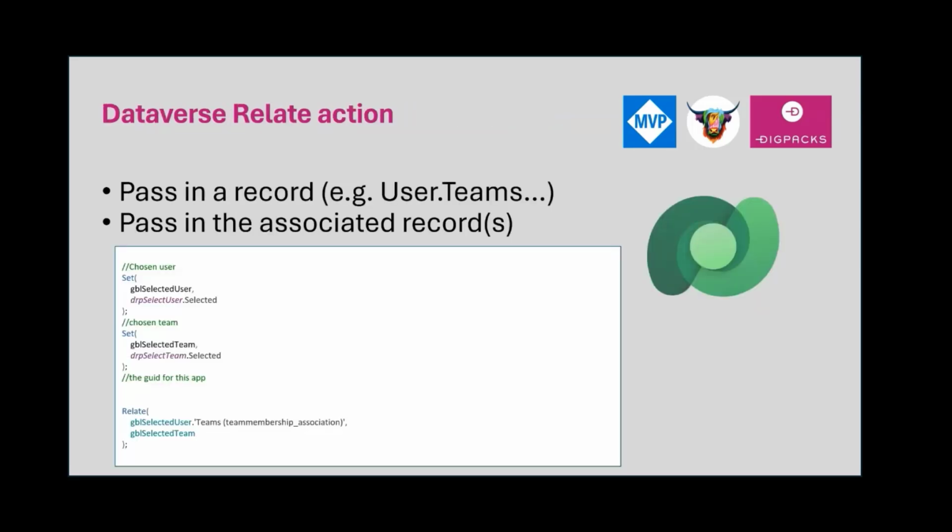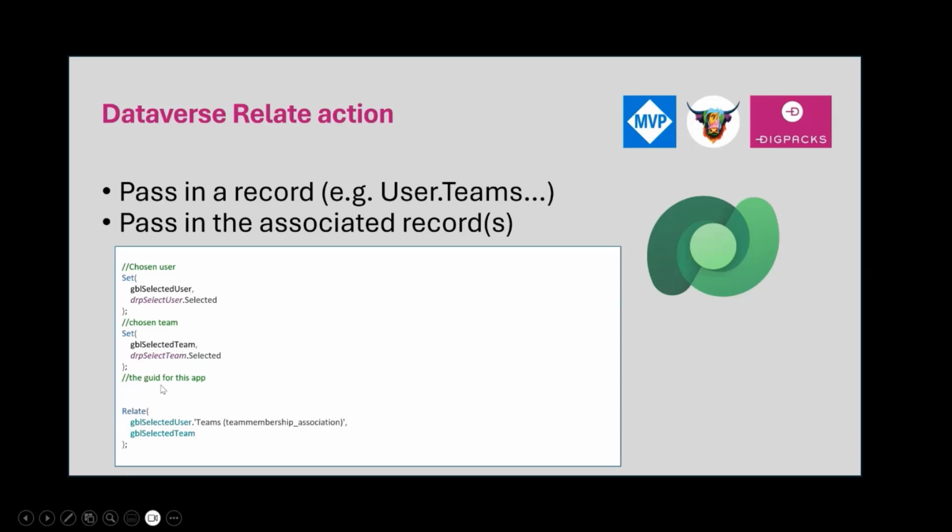So the first action we want to look at today is the Dataverse Relate action, where we can pass in a record, for example, user.teams, team member association, which we see down the bottom there, and we pass in the associated record. So just to make this super duper clear, I've got two variables set in my code down there: set global selected user to DRP dropdown select user.selected. We then have our team, GBL selected team from dropdown select team.selected. And that is going to relate our two parts here.